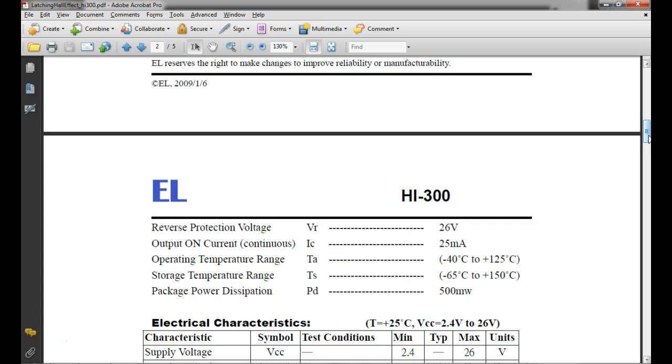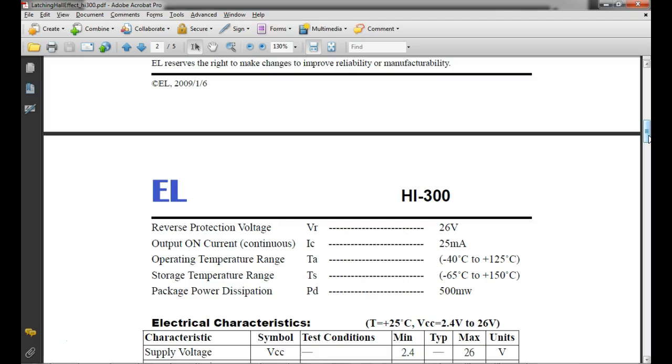Output on current, maximum what? 25 milliamp. So I could run a 25 milliamp load directly off this thing. If I needed more current than that, then I'd have to use something that gives us a current gain, which we're going to get to before the end of this semester. I'm running an LED. An LED typically pulls about 15 milliamps. I'm running it at 10.